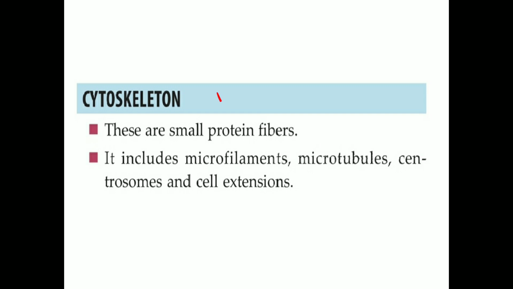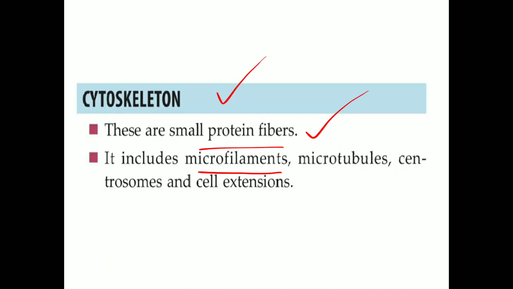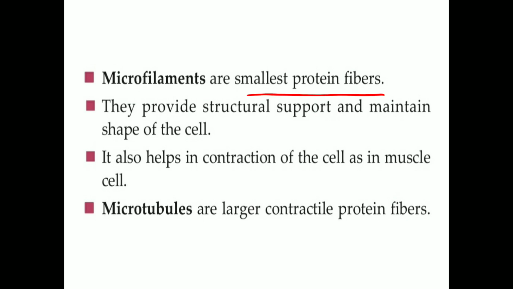Then the cytoskeleton, we have already discussed it in the anatomy also. They are small protein fibers, as you can see in the diagram. These include microfilaments, microtubules, centrosomes, and cell extensions. Microfilaments are the smallest protein fibers, and they provide structural support to the cell and maintain the shape of the cell. They also help in the contraction of the cell, as in the case of a muscle cell which has to contract and relax.